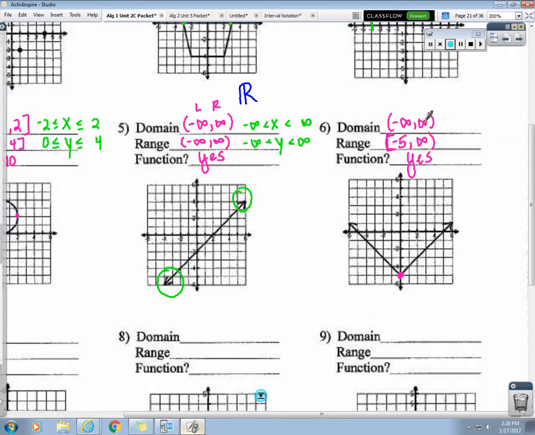When you write those inequalities, this would be x for domain, and then it goes from negative to positive infinity. Neither one of them are included. And then for the range, the -5 is included, so it gets an equal to bar, but the infinity is not. All right, number 7.